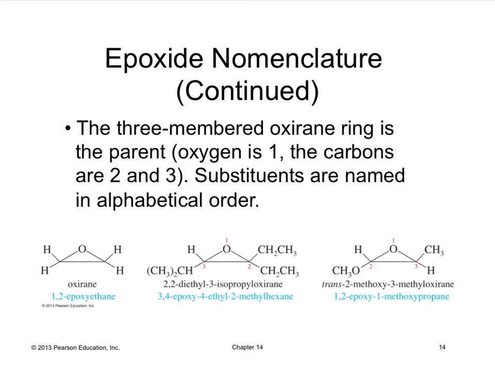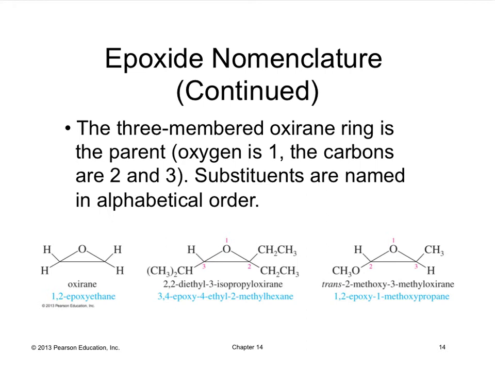So in terms of epoxide nomenclature, the 3-membered ring of oxirane is the parent, oxygen is 1, and the other carbons are 2, 3. Substituents are named in alphabetical order. Here's just a regular oxirane or epoxide, 1,2-epoxyethane. Now in terms of nomenclature, here it goes, 1, 2, 3. We choose this to be 2 because there are more alkyl chains substituted on it versus this being 1. So once we number it in this order, then it's 2,2-diethyl-3-isopropyloxirane.